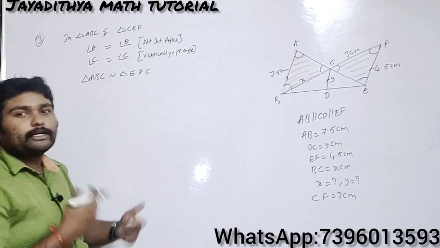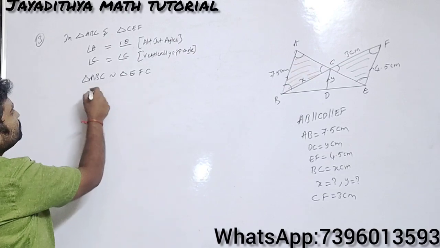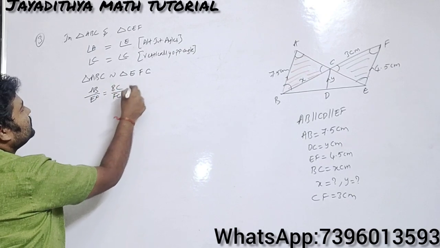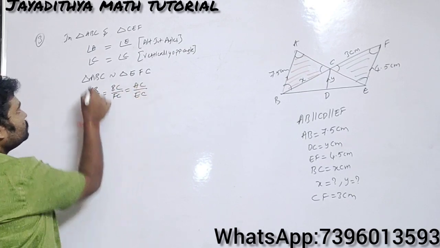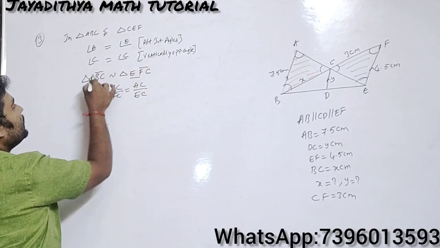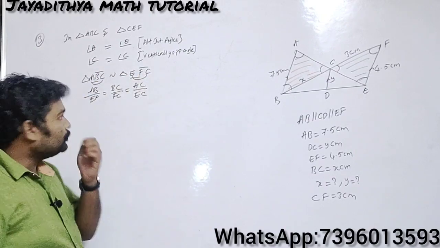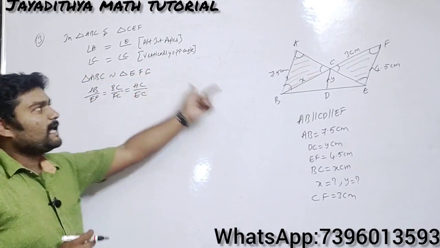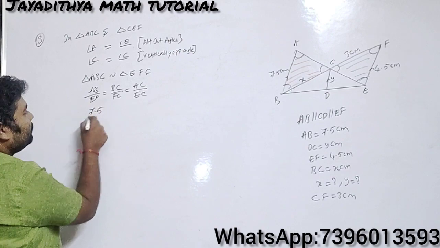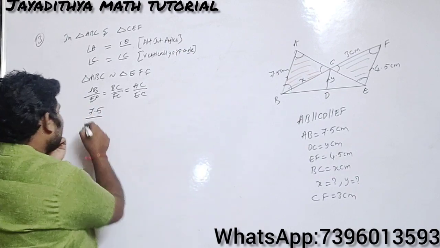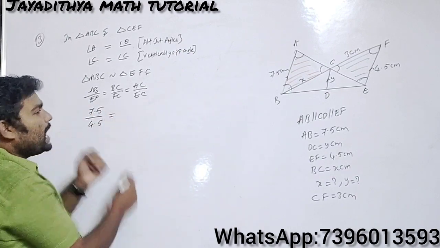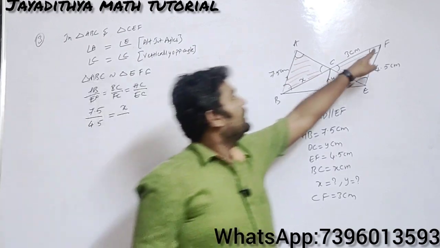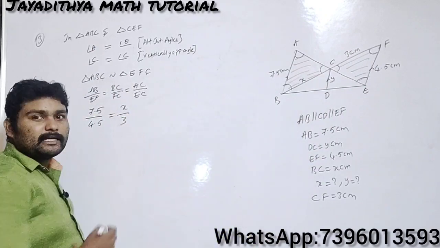From this information, what can you get here? I can get the corresponding sides ratio. So AB by EF must be equal to BC by FC, which is equal to AC by EC. Don't draw these lines, just for your understanding I am drawing like that. What is AB from the figure? AB is 7.5 by EF. What is EF? EF is 4.5. And what is BC? BC is X. And what is FC? FC is 3.